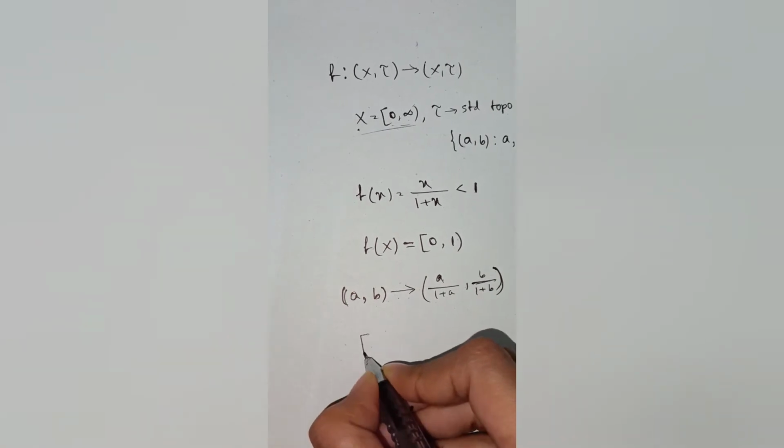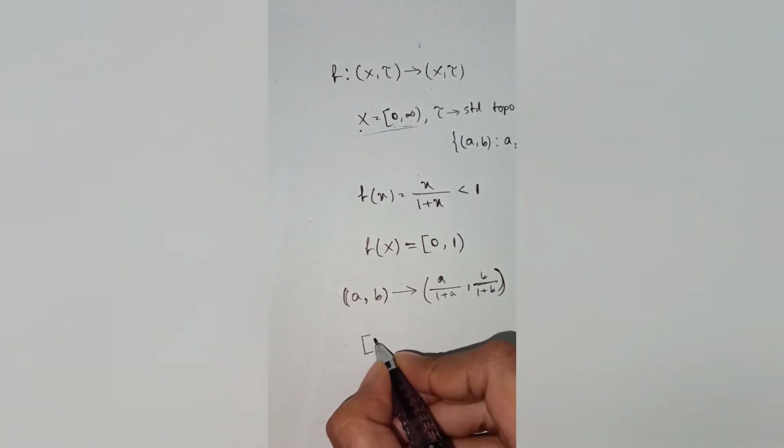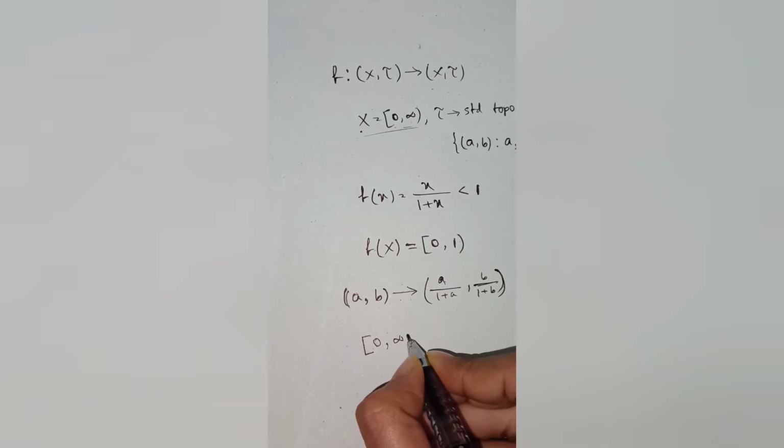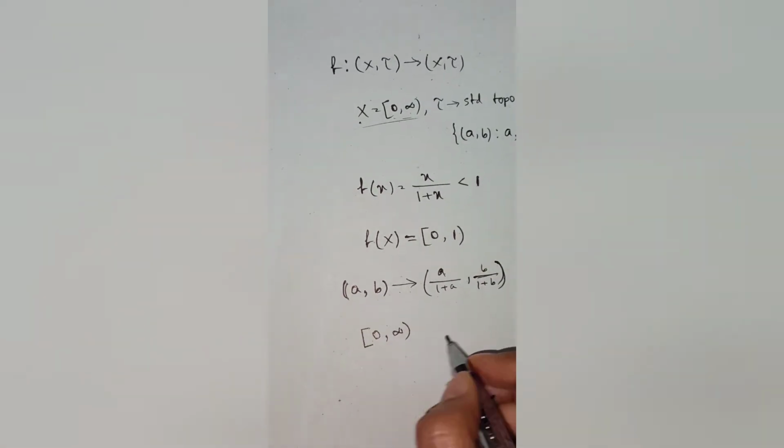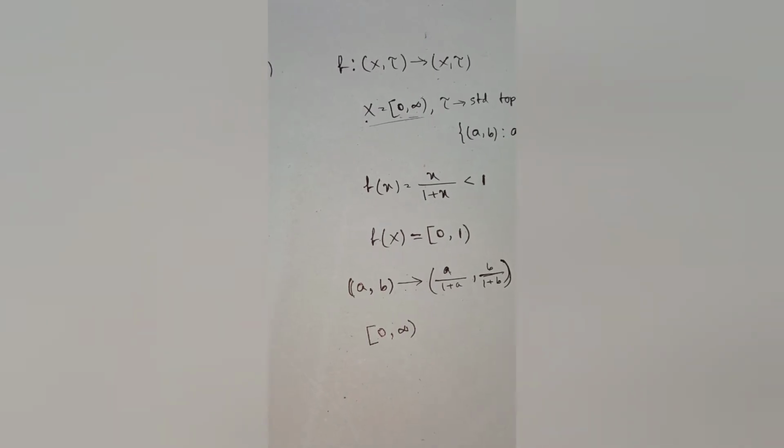If we take [0, ∞), that means X itself. So X is a closed set in X, right?